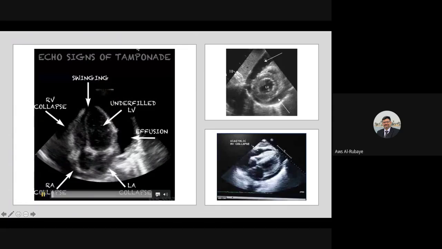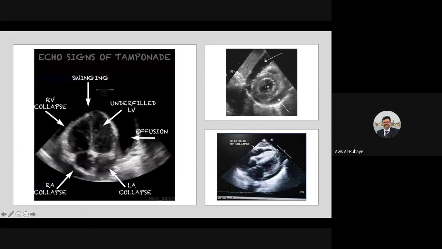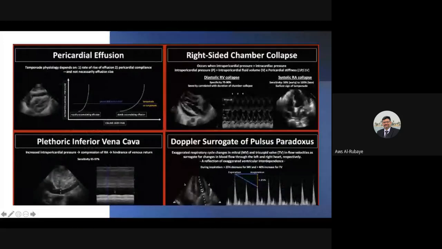This is a movie showing the swinging of the heart with the RV collapse. This is a large pericardial effusion, and this is the heart, and you can see how the heart swings. This is an echo finding also of pericardial effusion. You can see cardiac tamponade.